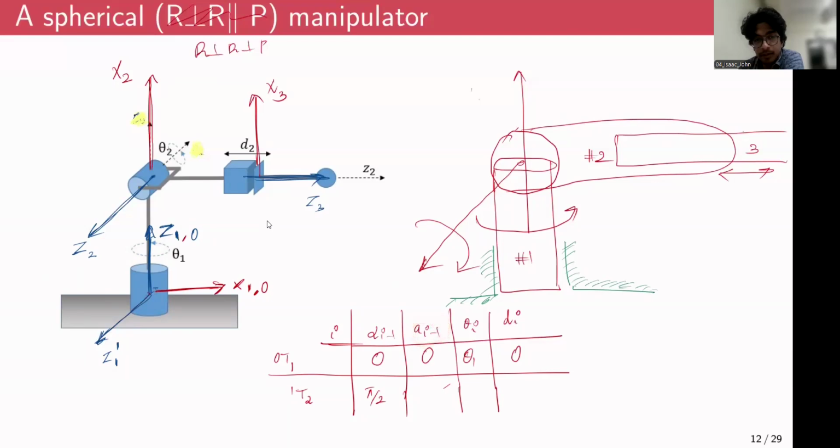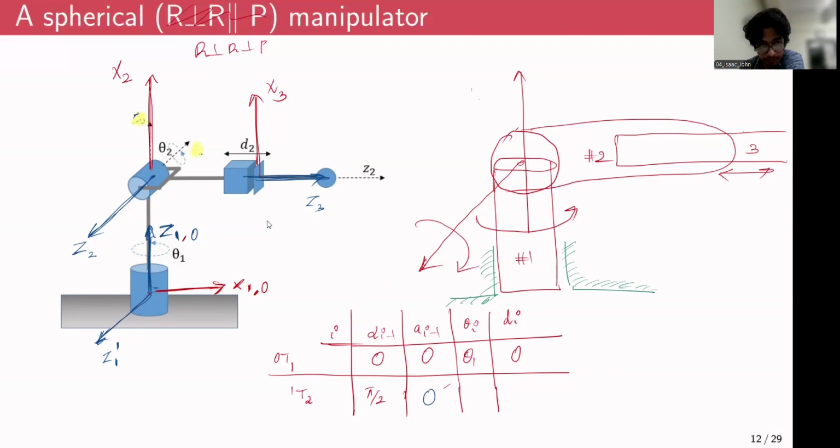A(i-1). A(i-1) is the perpendicular distance between Z1 and Z2 along X1, right? But we have a perpendicular distance, but there is no way we can offset in this direction. It has to be in this direction, right? So we cannot move in this direction. So that is going to be 0.